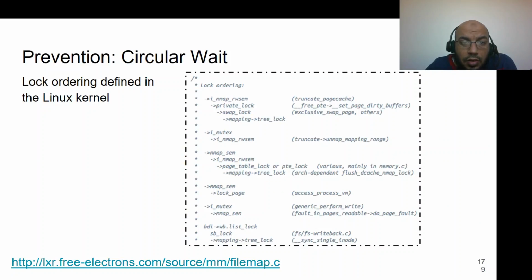This is lock ordering as defined in the Linux kernel. This is actually from the file map.c. It's in the memory management module of Linux. And this is basically some order of locking: what locks you can acquire, what type of locks you can acquire before other types.